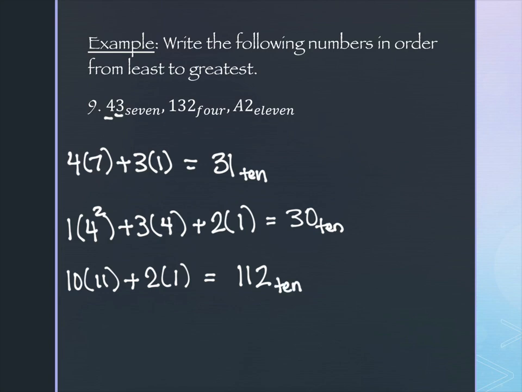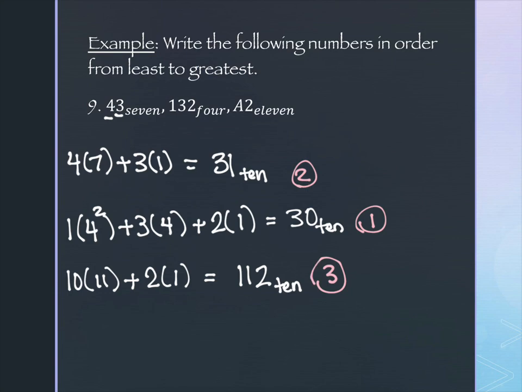Okay, so looking at the base 10 versions of the numbers over here, which one's the smallest? 30. Yeah, this one right here in the middle, right? This one's the smallest. What's the next smallest? 31. The top number, right? And then my biggest one is the last one I did.